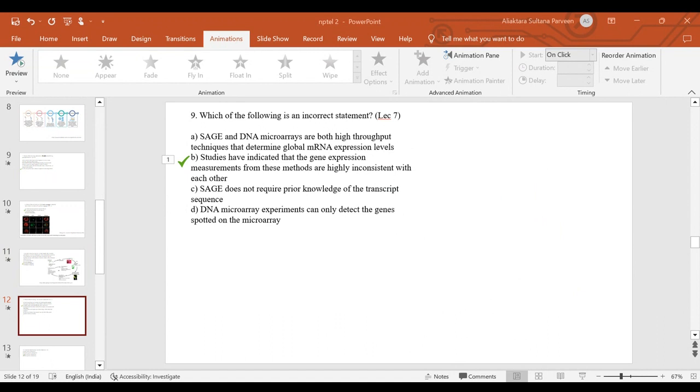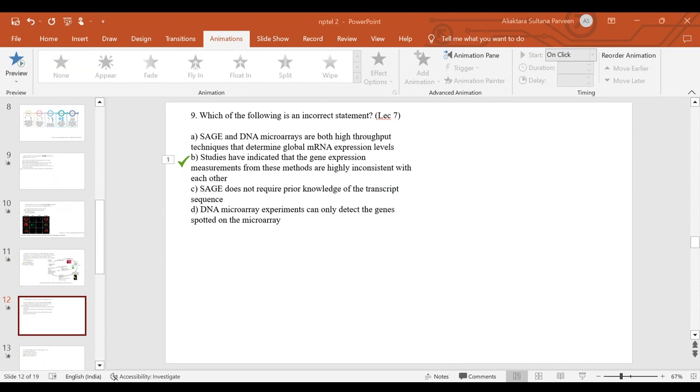The second option says studies have indicated that gene expression methods are highly inconsistent with each other. But that's not true, because even though there is some principal difference, both tell about the global gene expression profile, so they should align with each other. The third one says SAGE does not require prior knowledge of the transcript, which is what I just told you. And DNA microarray can only detect the genes spotted on the microarray.